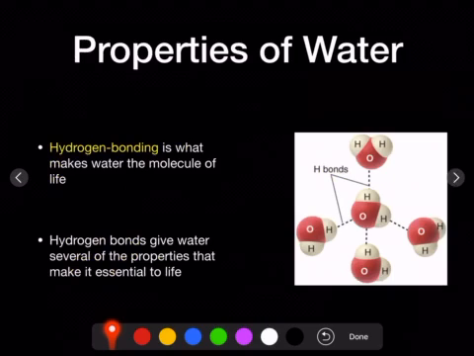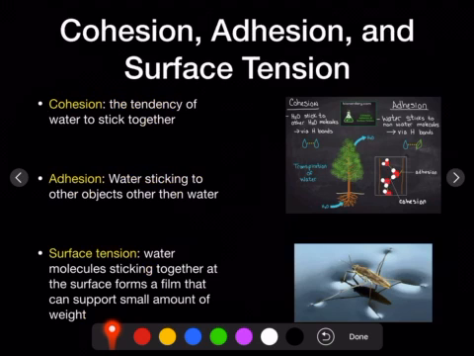So this charging of the molecules, the negative of the oxygen and the positive of the hydrogen, causes water molecules to bind together, and they bind with something called the hydrogen bond. Hydrogen bonding is what makes water the molecule of life, the really important one. What hydrogen bonds do is the partial positive of the hydrogens are attracted to the partial negative of the oxygens. Hydrogen bonds give water a lot of properties that allow life to exist, and some of these are really, really important. The first one we want to talk about is cohesion.